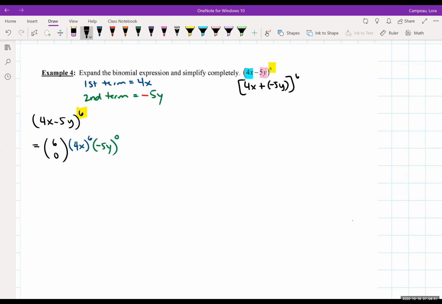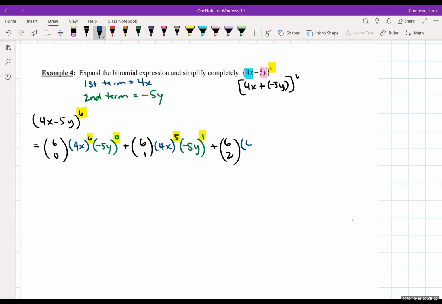Now we can add the next term. Same idea, it's a pattern. 6 choose 1. Take your first term, 4x, and we're counting downwards from our previous, so it was previously 4x to the 6, now it's 4x to the 5th. And now with your y term, you start counting upwards, so 0, 1. And again, if you're confused about what powers to take, they always add up to your original power, 6.